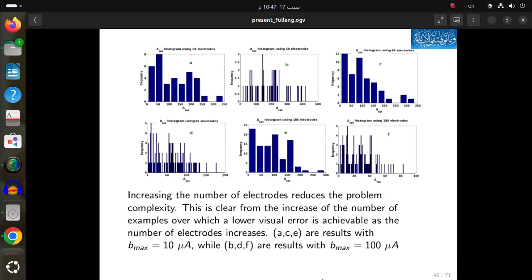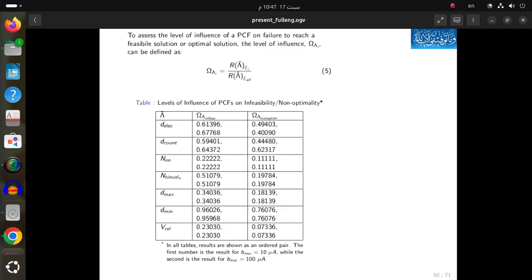Regarding other complexity factors, we study them using two approaches: a computational approach and a graphical approach. In the computational approach, we consider three indications of problem complexity. If the problem turns out to be infeasible, this indicates complexity. If we are not able to reach an optimal solution within the allotted time, this is an indication of complexity. If we did reach optimality, but the error we achieved is a high visual error, this is also an indication of complexity. So there are three aspects that indicate complexity.